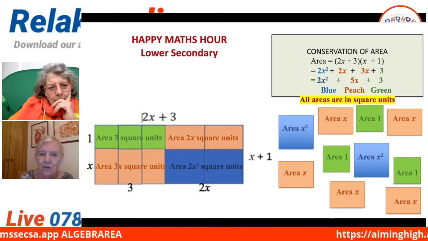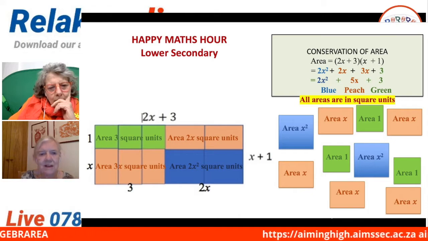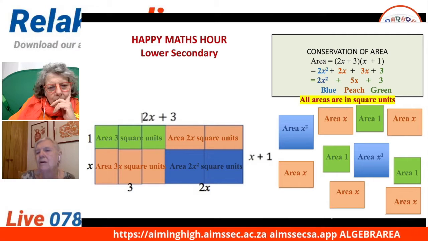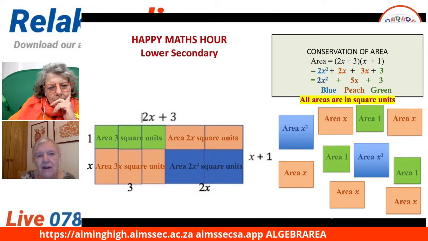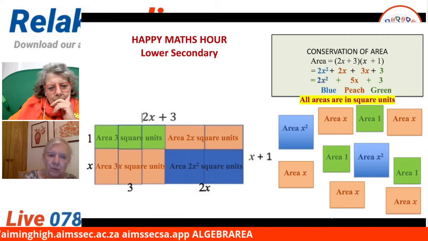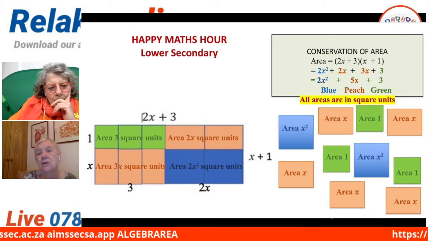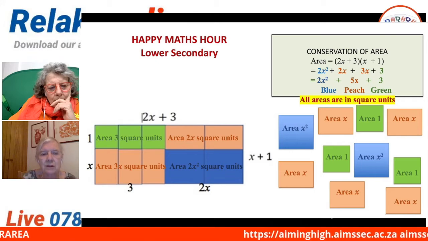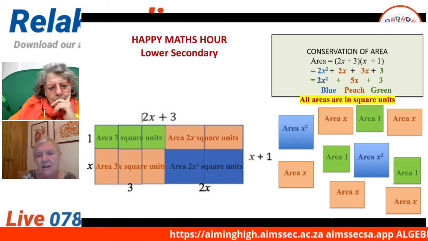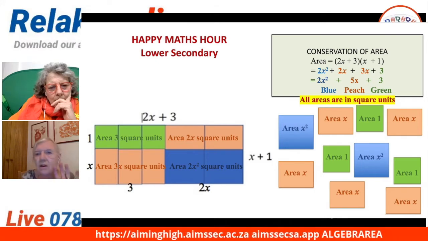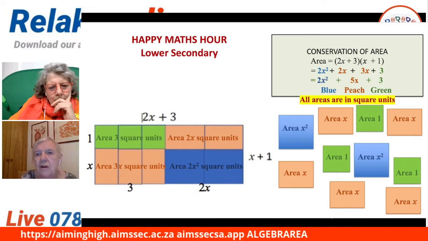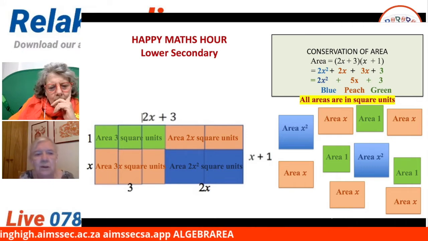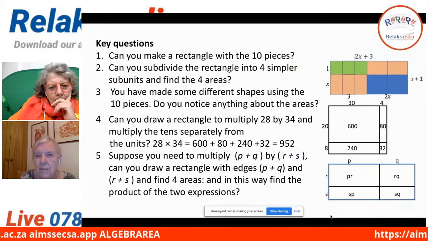We've got the two blue squares, which are the 2x squared in area, and we've got the 5 peach coloured, and that's the 5x in area, and we've got the 3 little green ones, each of them 1 unit, so they make up 3 units of area. And so we've got 2x plus 3 times x plus 1 is 2x squared plus 5x plus 3.